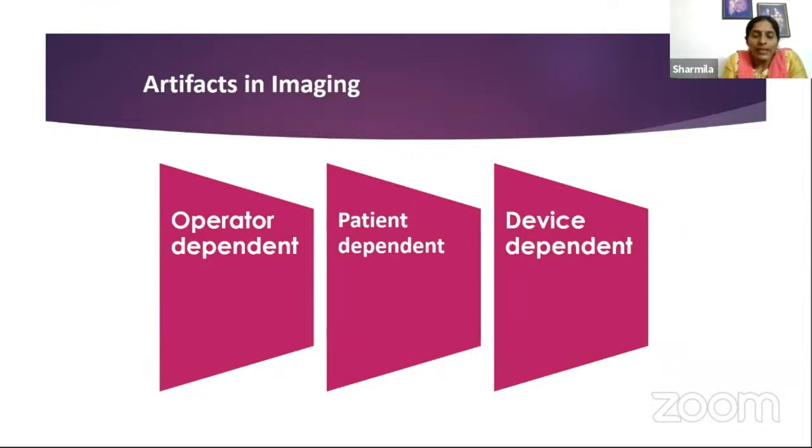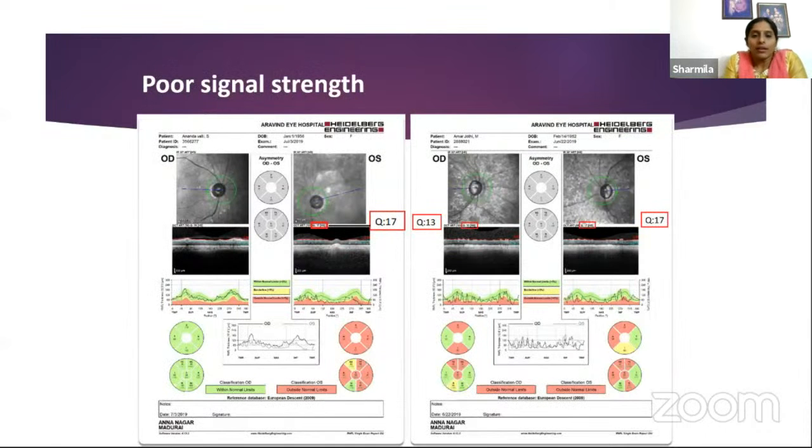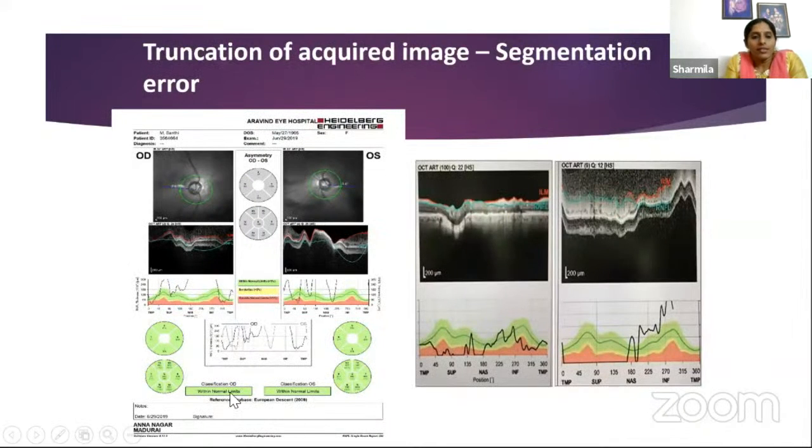Although it is very easy to interpret, although it is very simple, we do have to understand that there are a lot of artifacts that can be involved in this. So one could be because of the operator, second it could be because of the patient, or because of the device. So as I told earlier, one thing is the signal strength, so one has to concentrate on that, and in a Spectralis more than 20 is good, and in a Cirrus more than 6 is supposed to be a good scan.